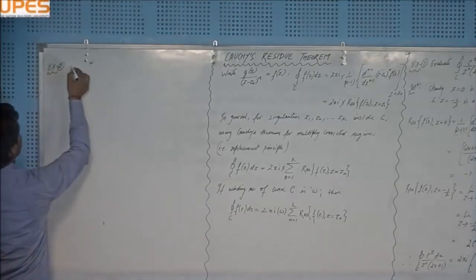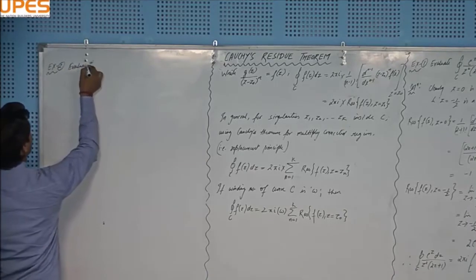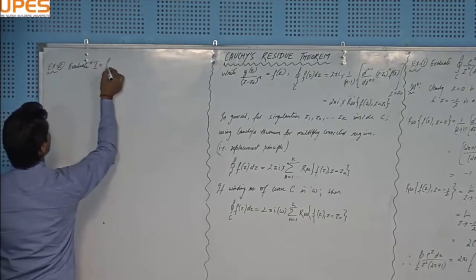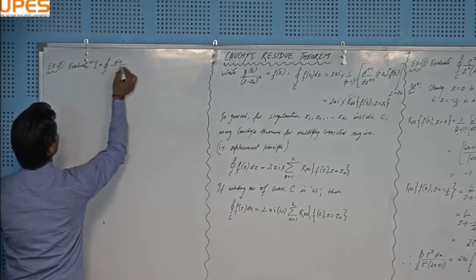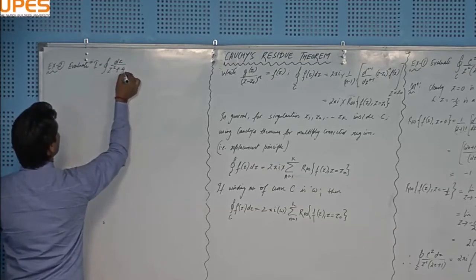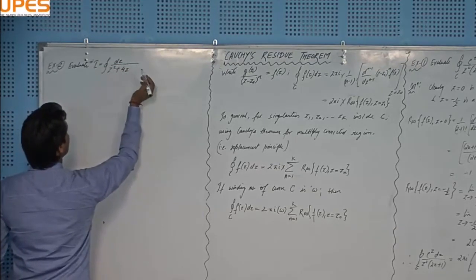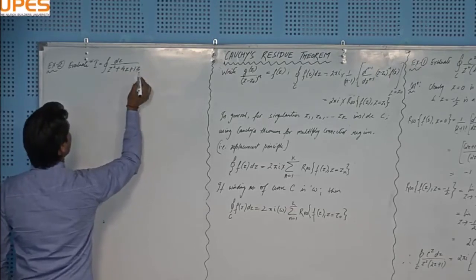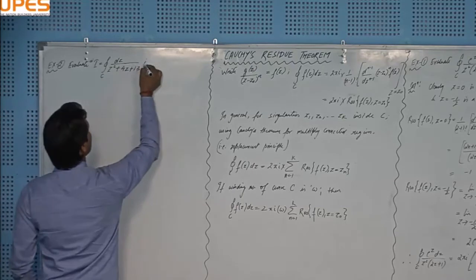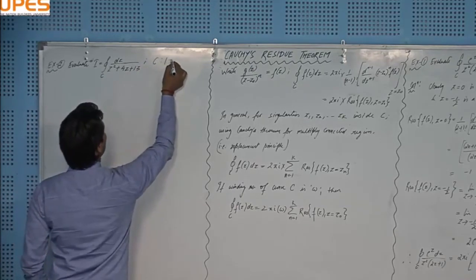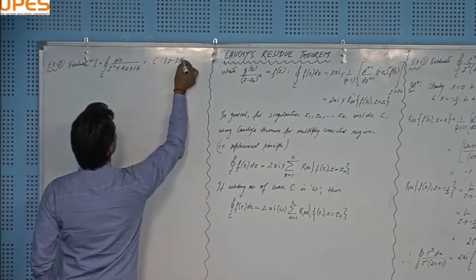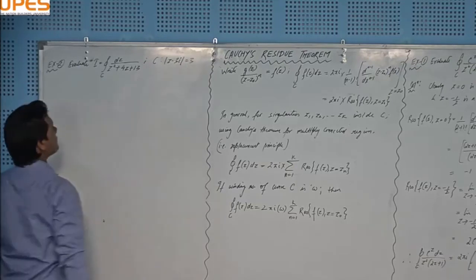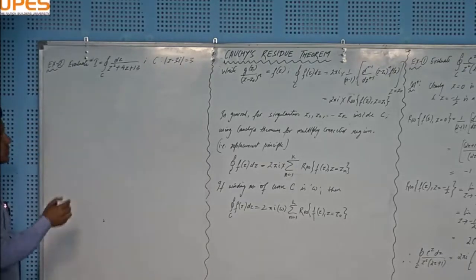Example number 2. Evaluate, let me call it I, the integral of dz over z square plus 4z plus 13, where C is mod of z minus 3 iota equal to 3. Solution.